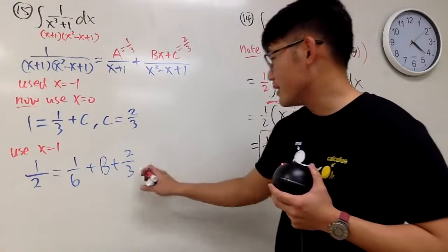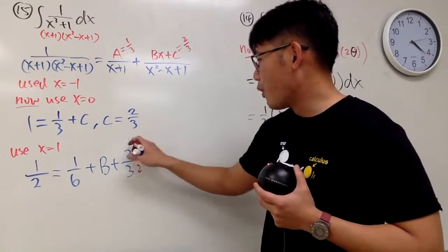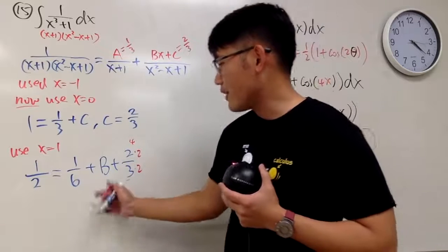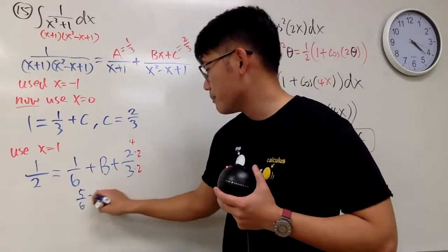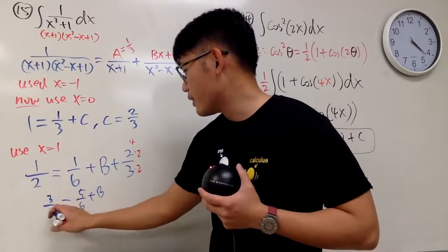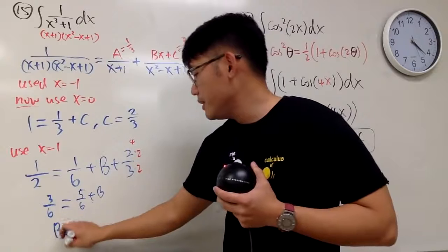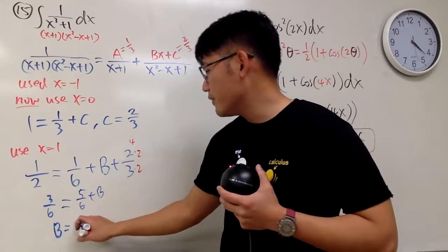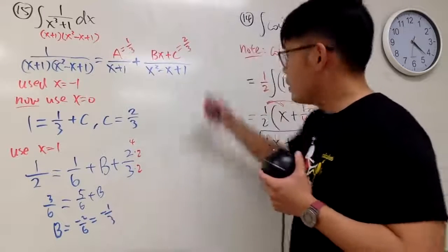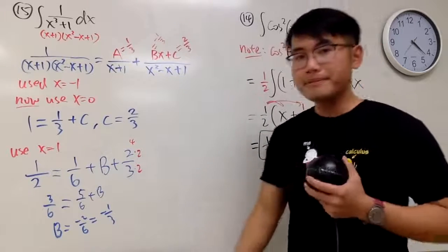With the fractions, multiply this by 2, multiply this by 2, so you get 4 over 6, right? So altogether, this is 5 over 6 plus b. And on the left-hand side, of course, this is 3 over 6 minus 5 over 6 on both sides. b is equal to negative 2 over 6. In other words, negative 1/3. So b is negative 1/3, like that. Okay?